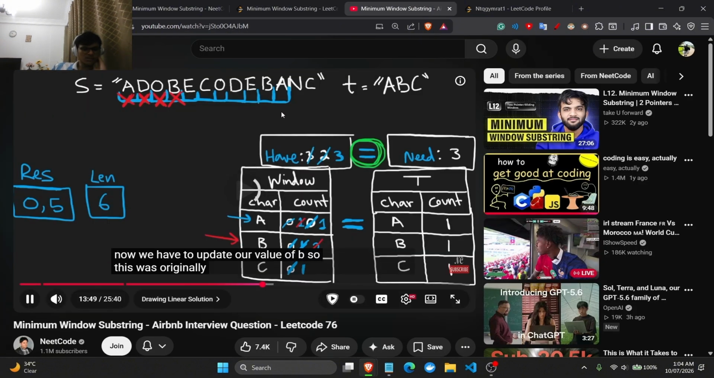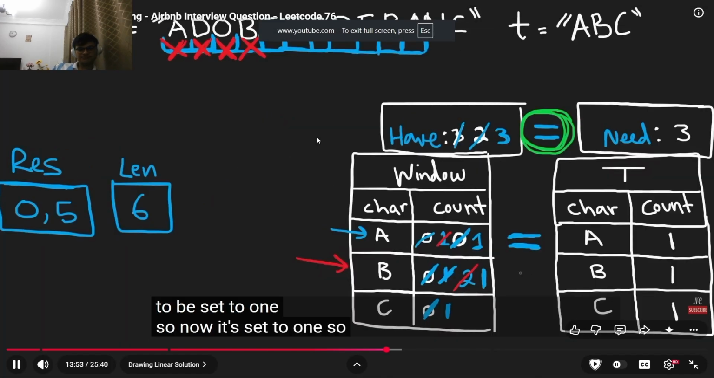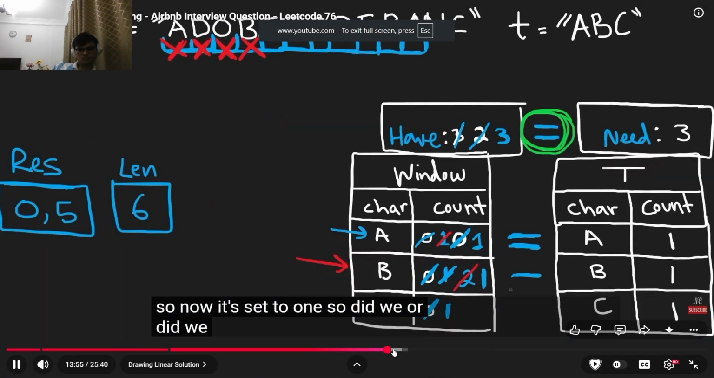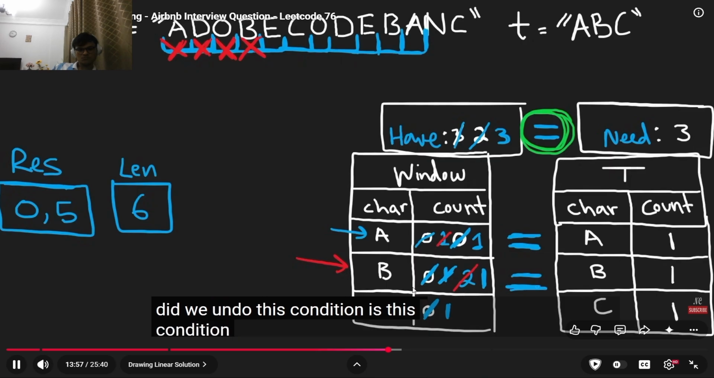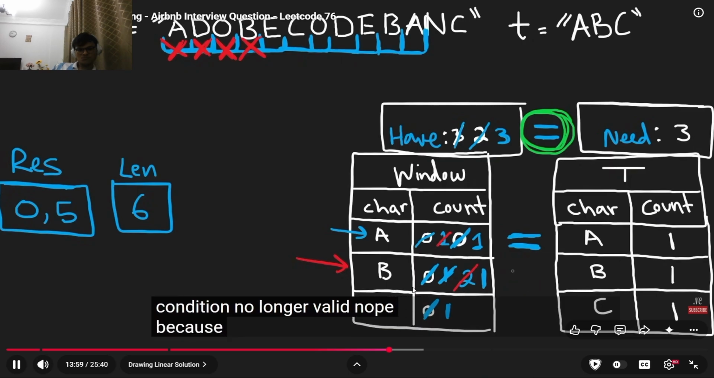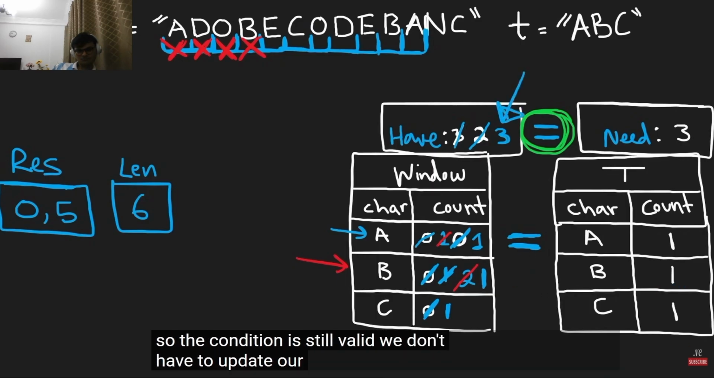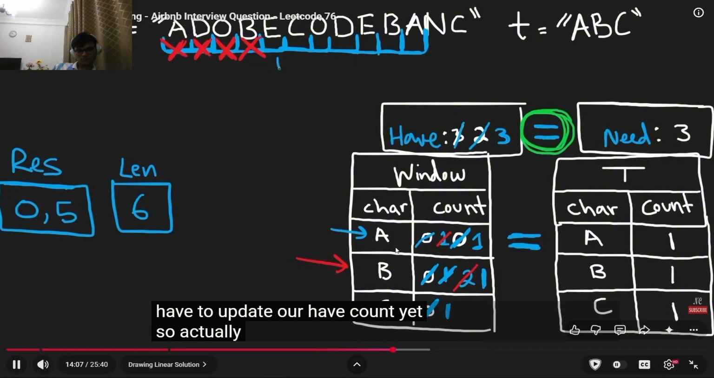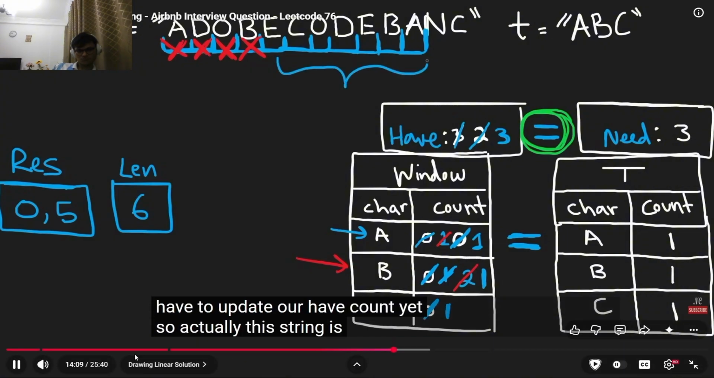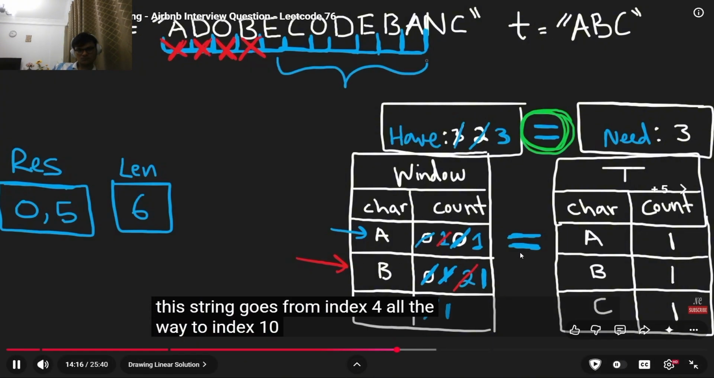So this was originally 2, now it's going to be set to 1. So now it's set to 1. So did we undo this condition? Is this condition no longer valid? Nope, because this is still greater than or equal to the count that we needed. So the condition is still valid. We don't have to update our have count yet. So actually, this string is still possible.